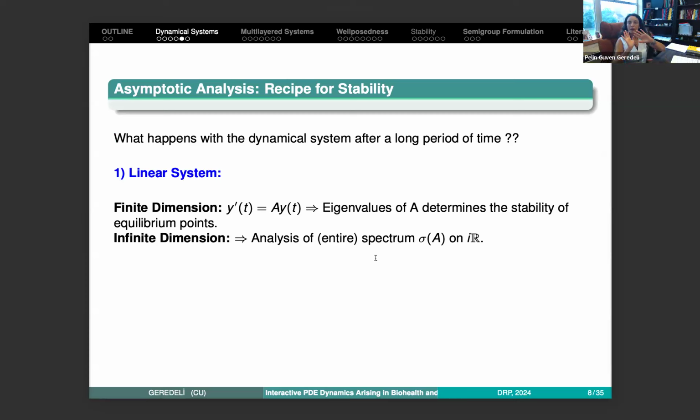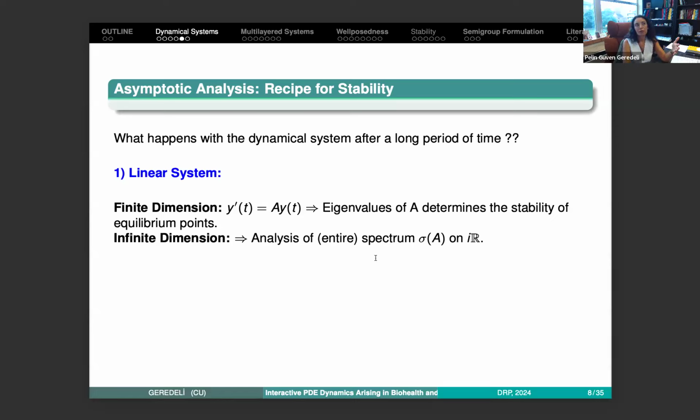Again, so when we say qualitative analysis, as I said, we might look at the wellposedness, or we might look at the long-time behavior in the sense of stability, or asymptotic analysis, how the solution to your PDE will behave in infinite time. This is actually quite important in control theory, because in most of the applications, engineers or some biohealth people look at the things from this point of view.